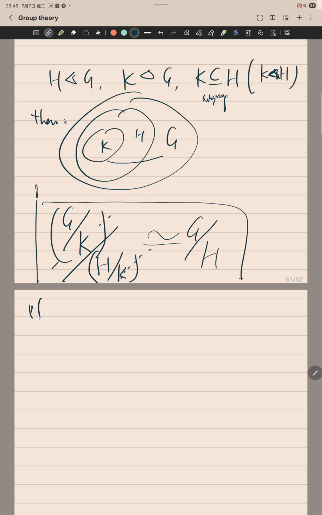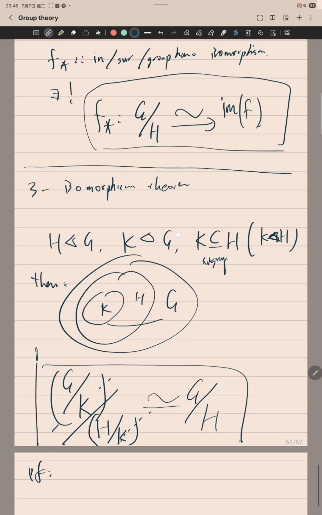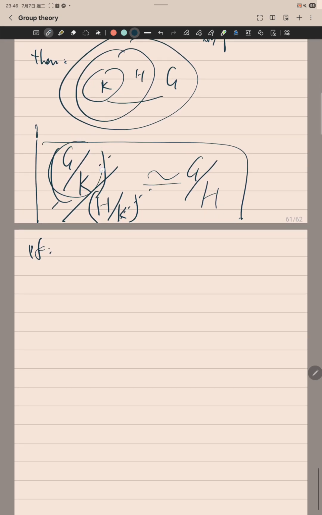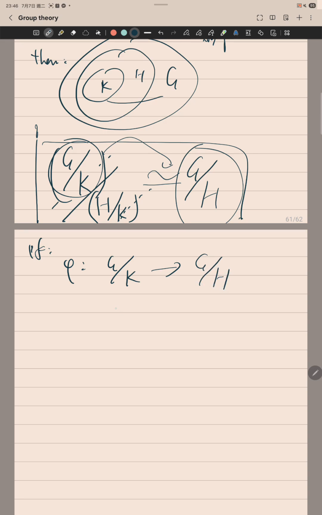Okay, so the proof. From the first isomorphism theorem, we hope to construct a map from G quotient K to G quotient H. It's a very naive construction. Each element here is xK, where x belongs to G, and I just define it to be mapped to xH, where x belongs to G.